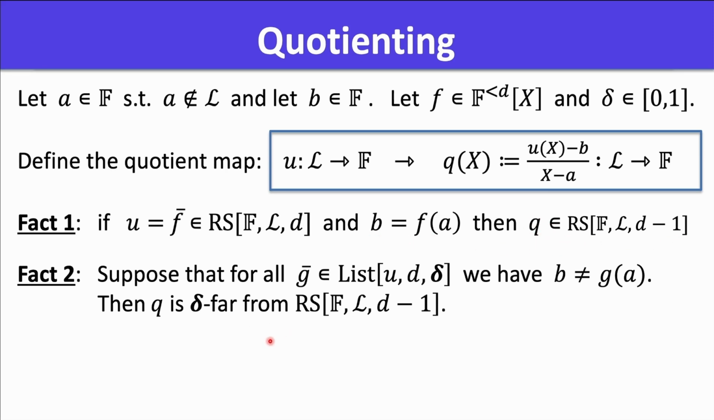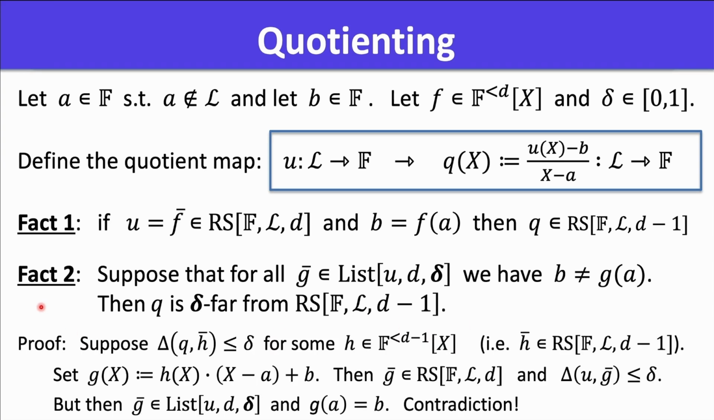The other more interesting fact is that if we look at all the polynomials that are delta close to the word u, and for all these polynomials b is not equal to g(a), then it so happens that q necessarily is delta far from this Reed-Solomon code of degree d minus 1. Okay, so we have two cases. If b is equal to f(a), then q will be close to the Reed-Solomon code. And if b is not equal to f(a) for all polynomials that are delta close to u, then in fact q is going to be far away from the Reed-Solomon code. These are two beautiful facts.